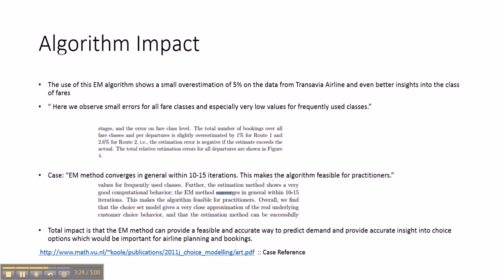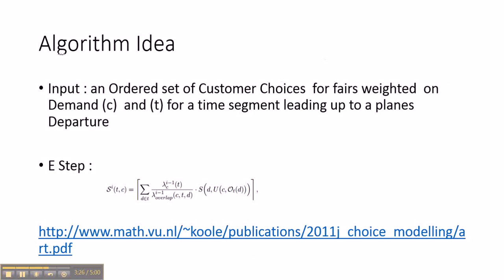to deploy broad scale. The EM algorithm is given an ordered set of customer choices based on the weighted demand. The choice sets are weighted, say, from A to D, where A is the most desirable flight option and D would be the least, and they do that for all flight options. T is the time segment leading up to the plane's departure. Say you're looking at a period of 12 weeks up until a flight departs, you could set T at 1 week and you'd be looking at the sales that would occur during that week.